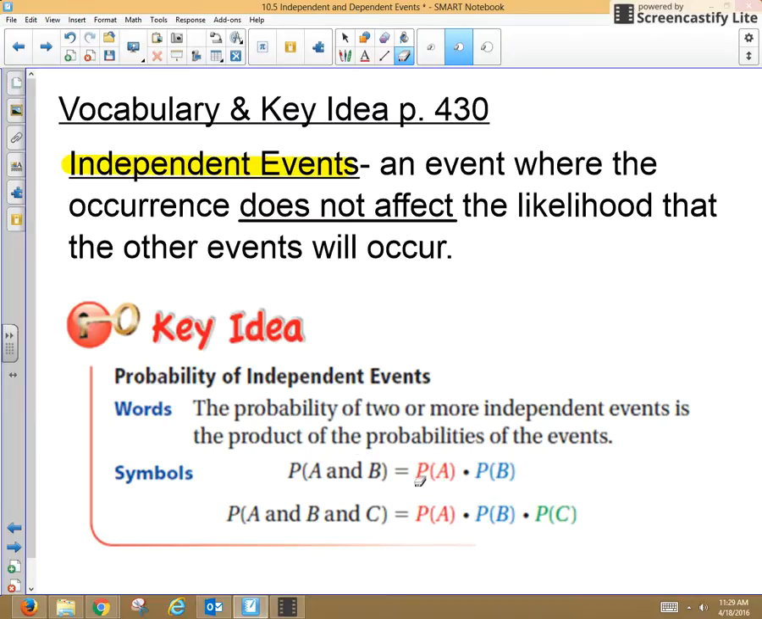So all you need to do is find the probability of the first event, which we'll call A, then multiply it by the probability of the second event, which we'll call B. Now, if you have three events, then you'll just multiply A times B times C. Remember, probability is usually shown as a fraction, so make sure you multiply those fractions together to find the probability of this. Pause and copy this down.